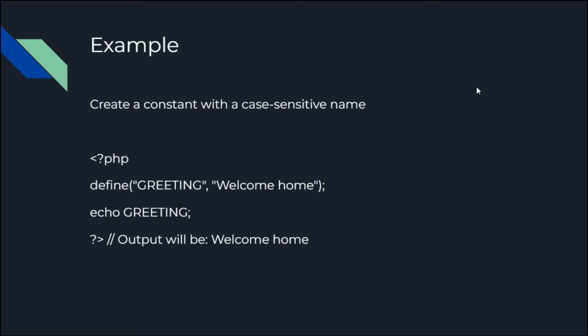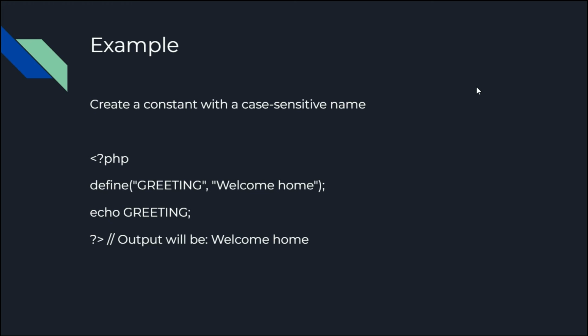Here we are going to create a constant with a case sensitive or insensitive name. The define function and its parameters: the first parameter is the name of the constant, second is the value, and the third one is case sensitive or insensitive. Please remember that if case is not specified then its default value will be applied, which is false. Here the name of the constant is greeting and its value is welcome.